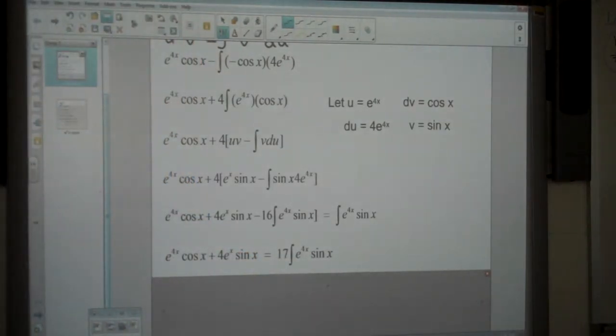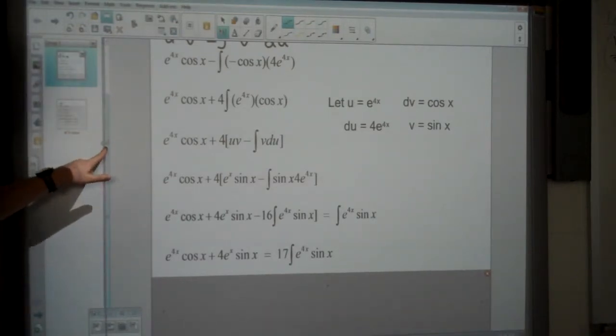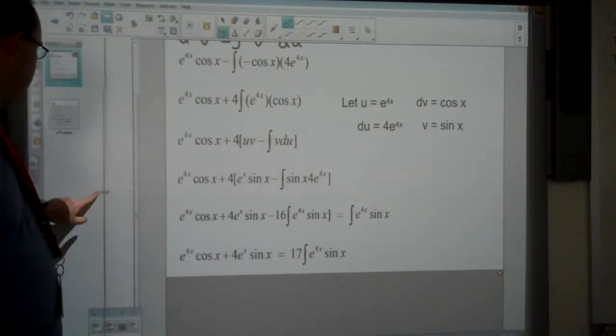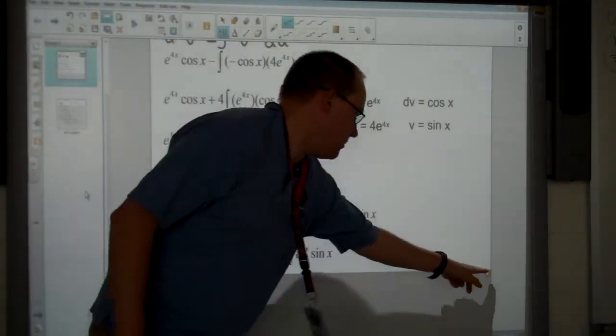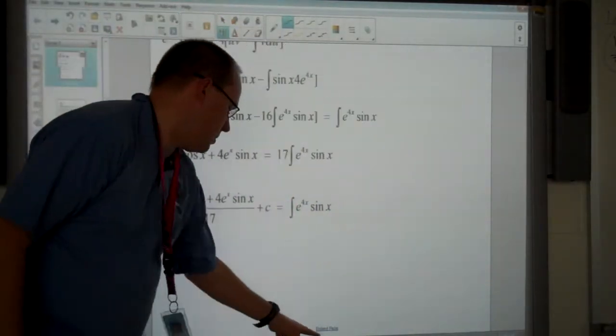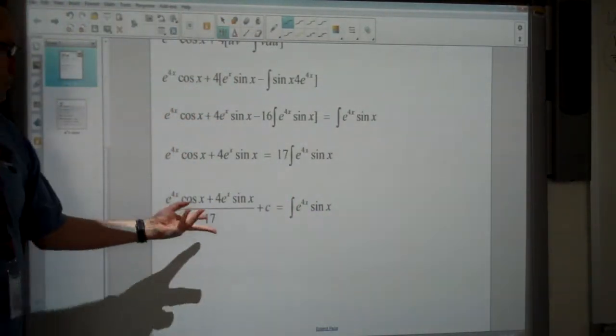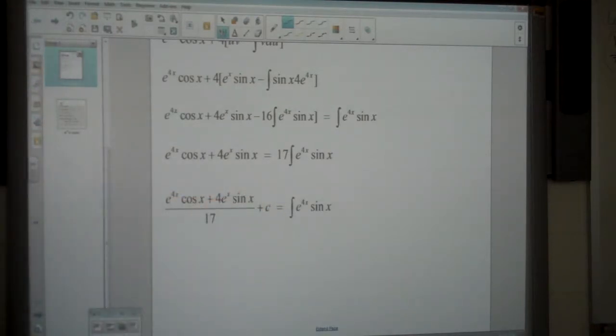And now I can actually solve for the integral of e to the 4x sine x. So if I divide both sides by 17, then I do end up with an expression for the integral that I require. So for this question, this is one I think you should make a note of. Put a star next to it in your notes perhaps to draw your attention to this.